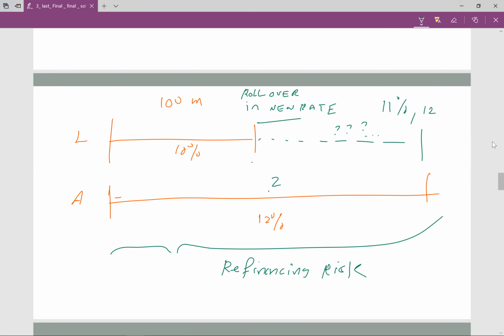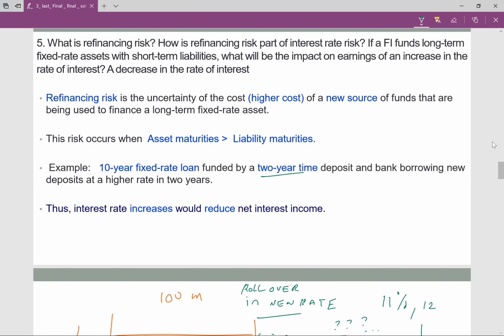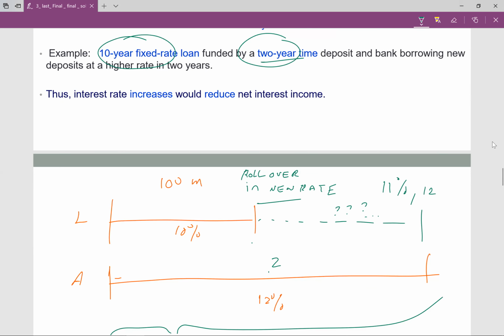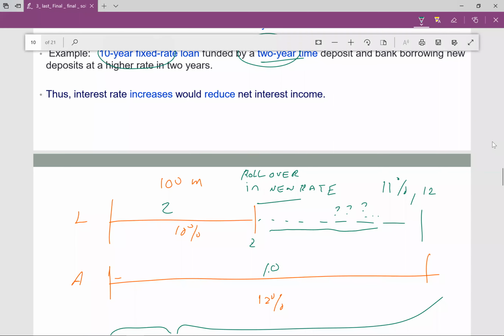But then when it was here, 10 years and 2 years, if I want to apply the example in the tutorial, I would say, okay, this is, for example, 2 years, and this is 10 years. Still, which means in year 2, I have to find someone, and this will be how many? 8 years. I have to find somebody else. I have to roll these deposits for 8 years. This is what we mean.